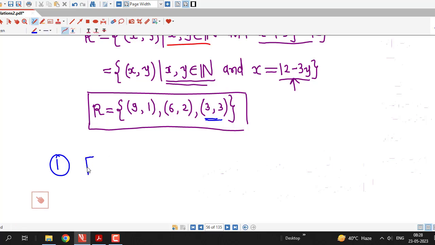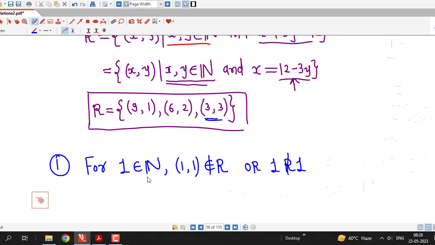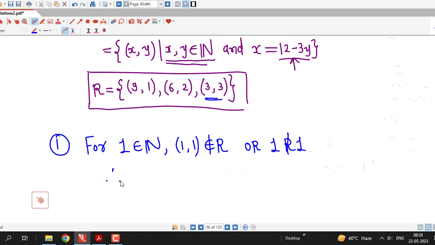So we can write the justification for why it is not reflexive. For 1 belonging to N, (1, 1) is not in the given relation, or we can say that 1 is not related to itself by this relation. Therefore this relation is not reflexive.